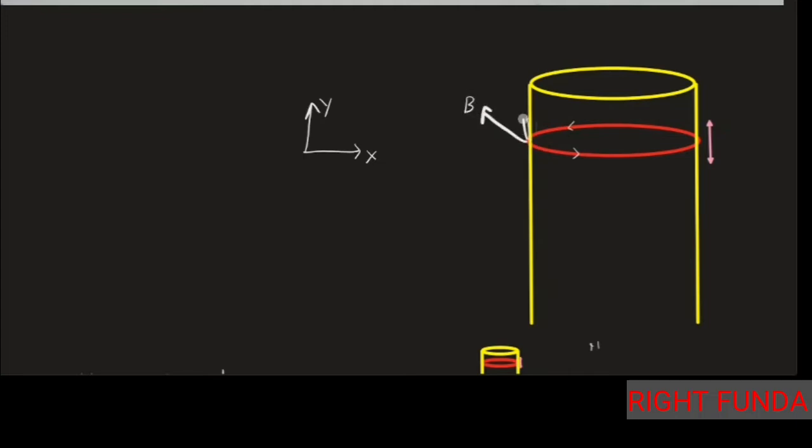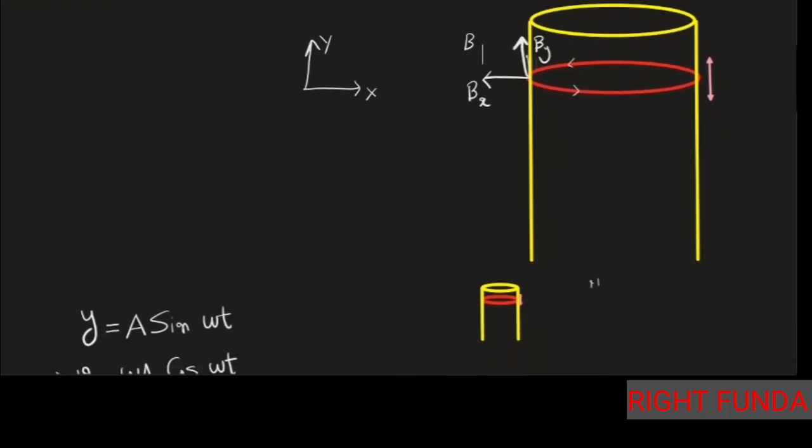I resolve it into two components. One will be along the rod, I call it By, and in the horizontal plane, the plane of the ring, I call it Bx. So this magnetic field I resolve into two components, one component By, another component Bx. Out of these two components, I want to see which will contribute towards my emf.